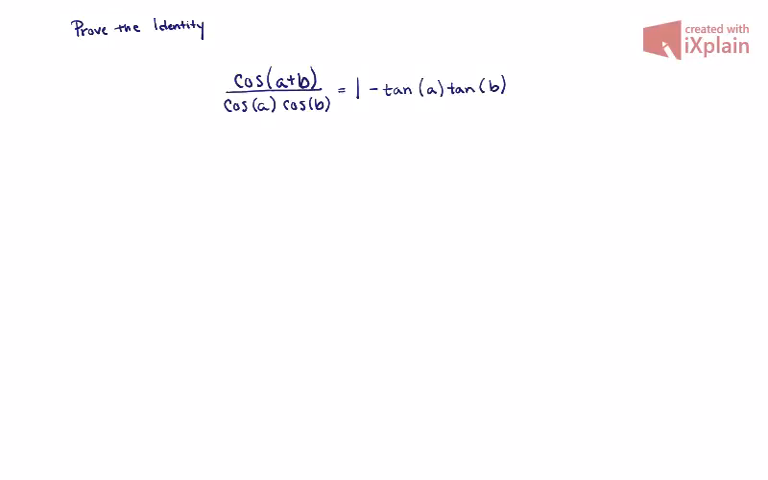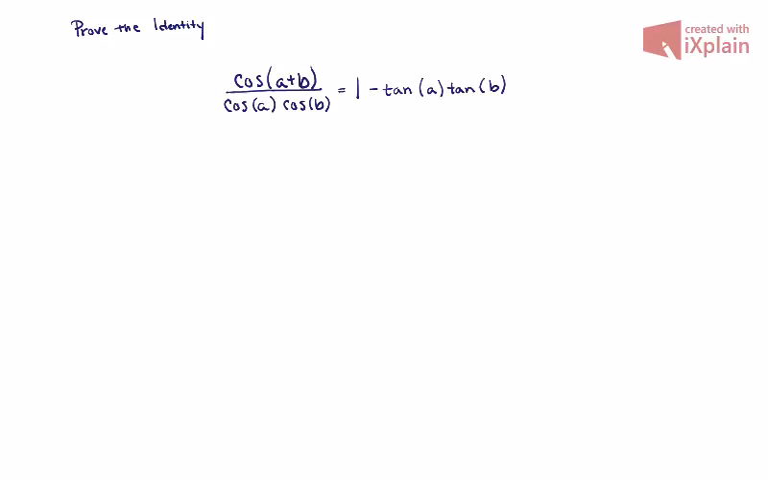Hi everyone, this video is for section 7.2, addition and subtraction identities. In this particular case, we're going to prove an identity. We're going to prove that the cosine of a plus b divided by the cosine of a times the cosine of b is equal to 1 minus the tangent of a times the tangent of b.